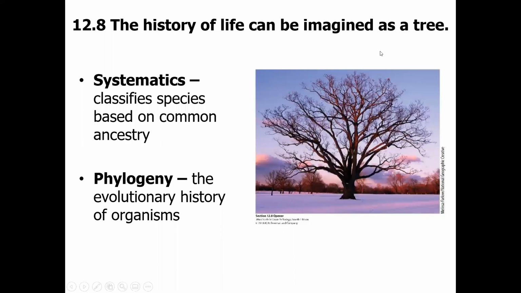Okay, now we're going to look at the history of life, imagining it as a tree. So some terms to know for this next section are systematics and phylogeny. Systematics is all about classifying species based on common ancestry. So if two organisms had an ancestral species, that is their common ancestor, and they are descendants of that common ancestor. The other term to note is phylogeny, and this is the evolutionary history of organisms. So how are organisms related to one another over evolutionary time?